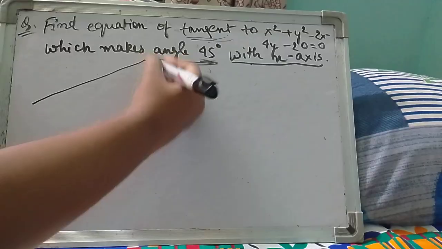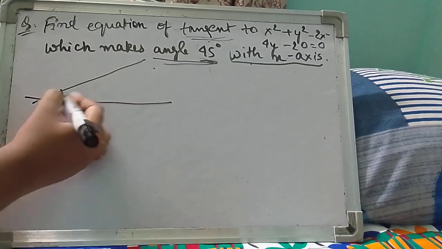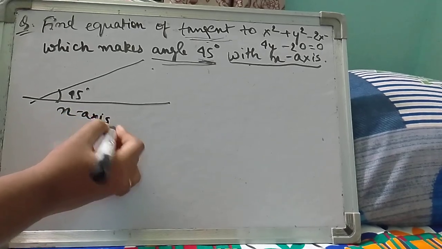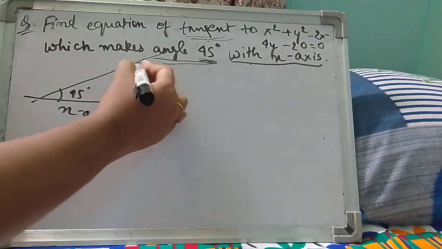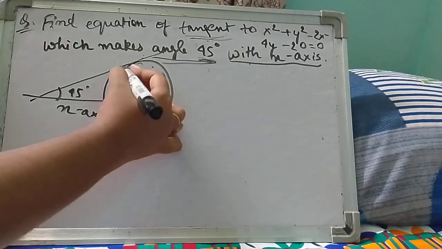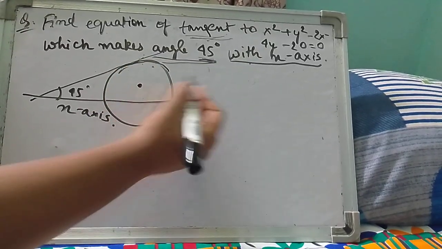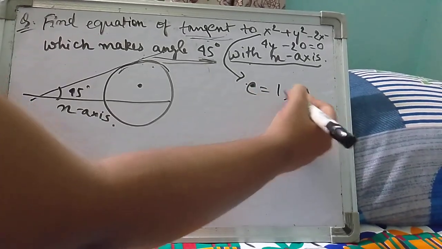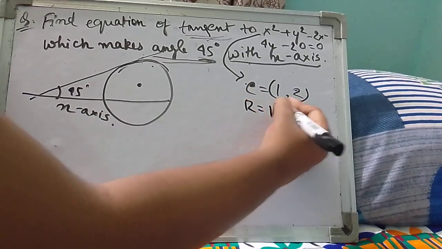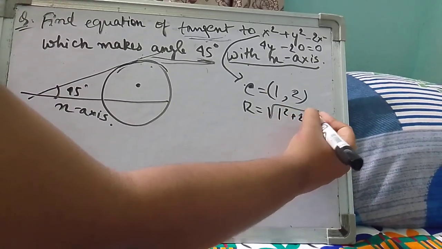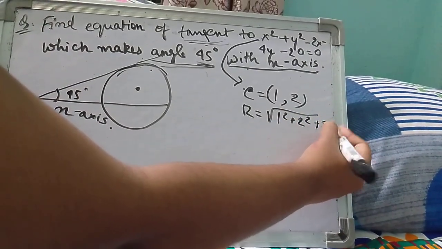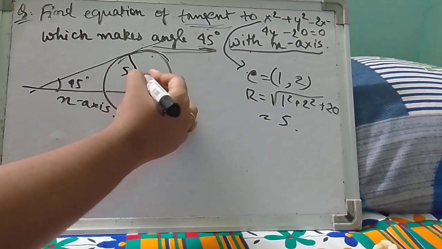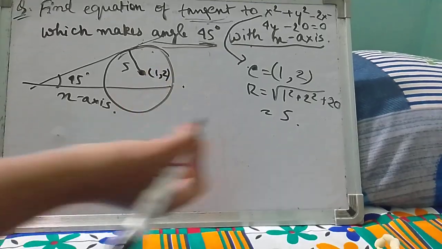So this is the tangent. It is making an angle 45 degree with x-axis. This is the x-axis, and let's assume this is the circle. So let's calculate its center. Its center is 1, 2, and its radius is under root of 1 square plus 2 square plus 20, which becomes 5. So its radius is 5 and center is 1, 2.